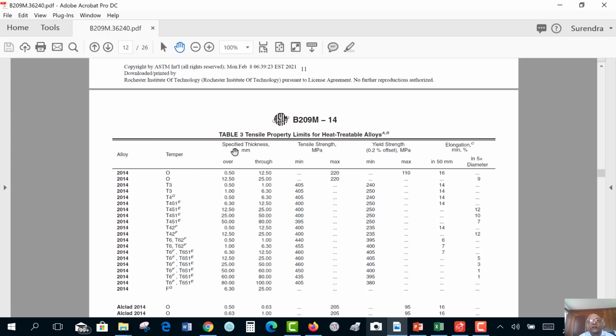specified thickness. Okay, so from 2. Tensile strength, they have two limits, min and max. Often they state one or the other, but sometimes they state both. Same thing for yield strength. And then we have this elongation. Okay.